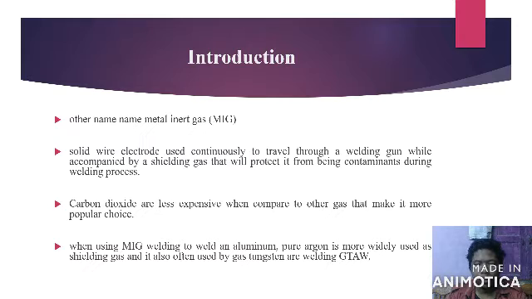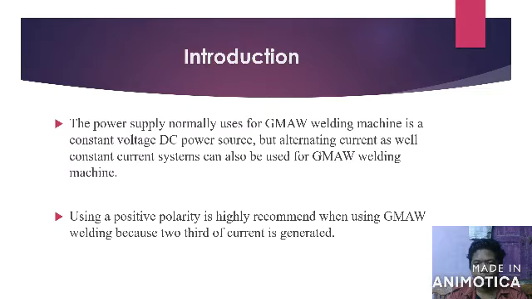When using MIG welding to weld aluminium, pure argon is more widely used as a shielding gas, as it is often used by gas tungsten arc welding (GTAW). For the power supply, GMAW normally uses a DC power source, but AC as well as a constant current system can also be used for a GMAW welding machine. Using positive polarity is highly recommended when using GMAW welding because two thirds of the current is generated.